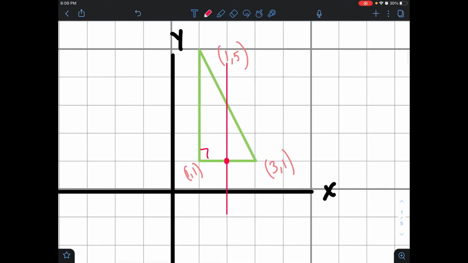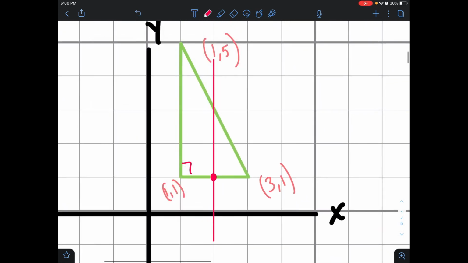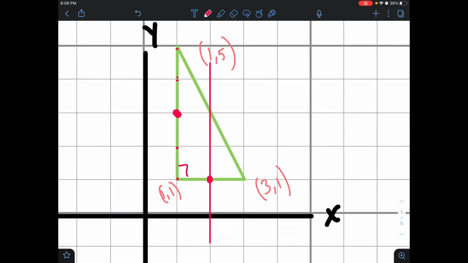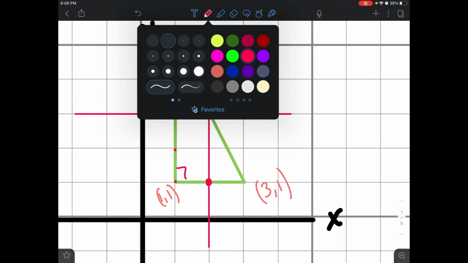Okay, now that we have this first line, this first pink line, now we have to do the same thing for the other. So find the midpoint, 1, 2, 3, 4. I messed it up the first time. For some reason I counted 5, but it's 1, 2, 3, 4. And then you just find half of that. So you go up 2 on this line. And then just draw a horizontal line through that. And where these two lines meet, that is the circumcenter.